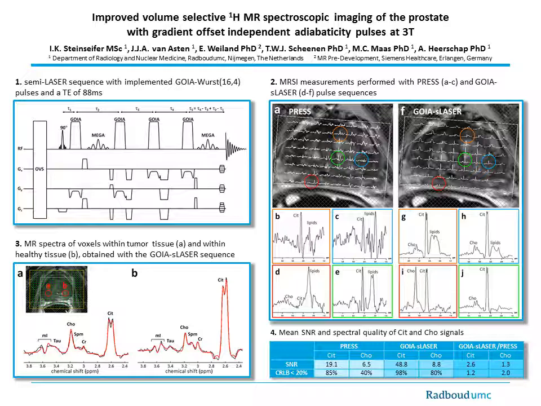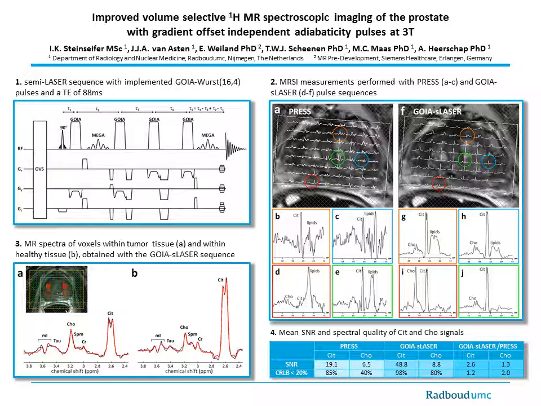In Figure 2, you can see MRSI measurements of a patient with biopsy-proven adenocarcinoma in the peripheral zone. We compare the GOIA semi-LASER measurements on the right with the commonly used PRESS measurements on the left. In spite of the outer volume suppression bands placed around the prostate, lipid contamination can be recognized. We chose the same 4 voxels in both MRSI acquisitions for comparison. The majority of the PRESS spectra are distorted by lipid signals, whereas for the GOIA semi-LASER measurements, the metabolite resonances are well separated from lipid resonances, or the spectra are even completely lipid-free.